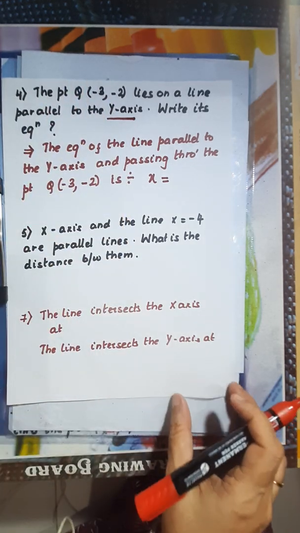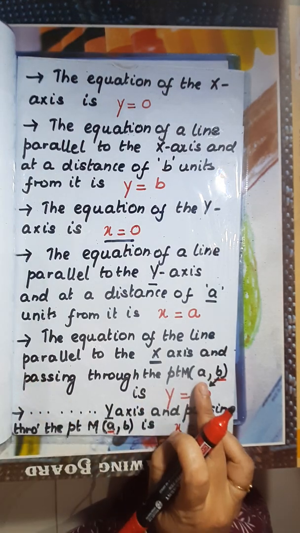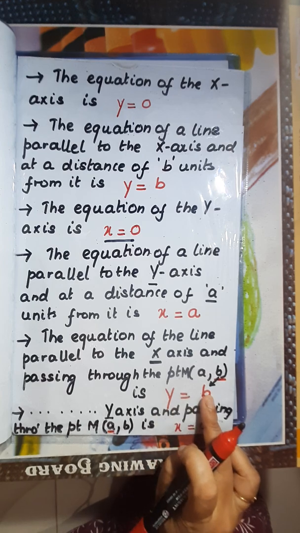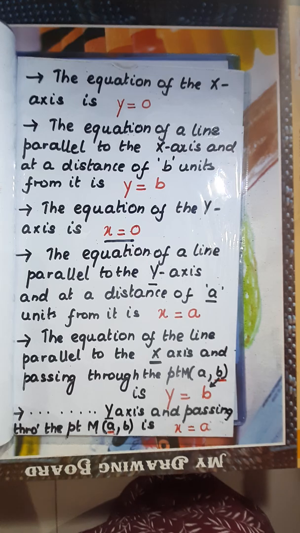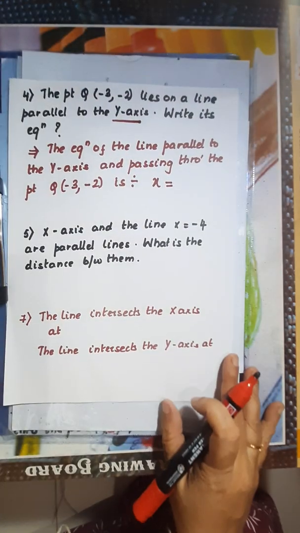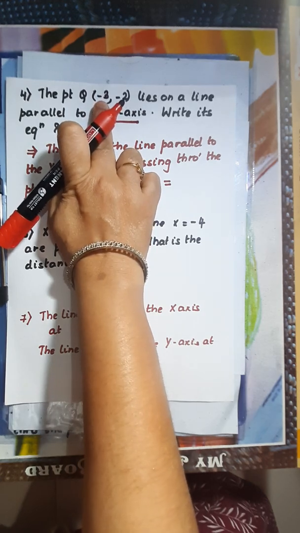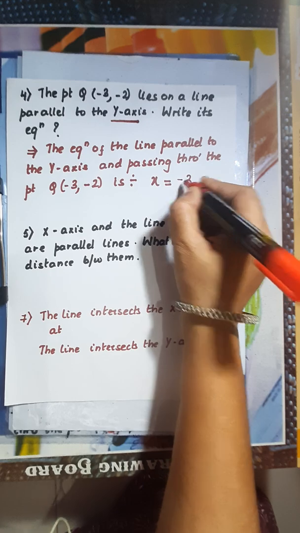So you remember I told you this, right? If it passes through this point, can you see this clearly? If it's parallel to the x-axis, y is equal to the y coordinate; parallel to the y-axis, x is equal to the x coordinate. This is the x coordinate, this is the y coordinate. So x is equal to -3, right?